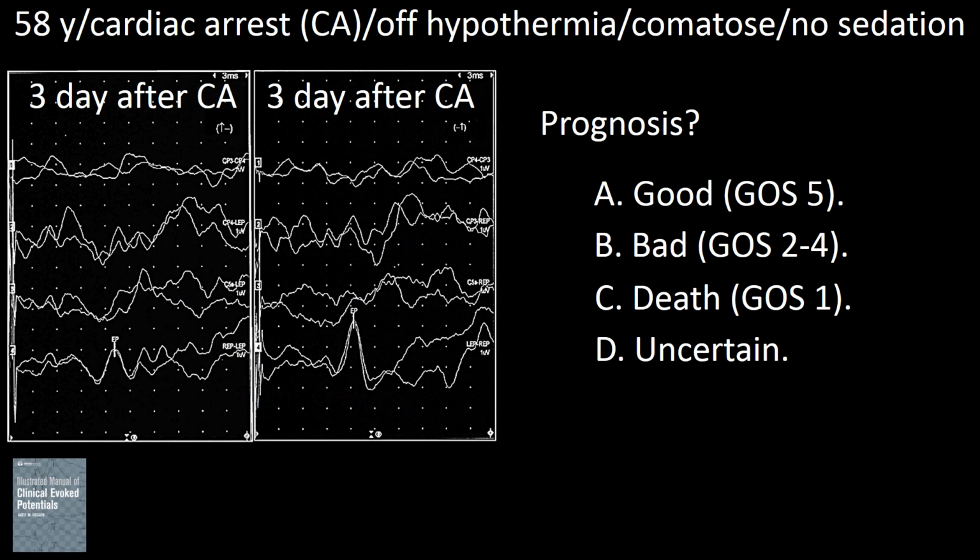Next question. Please take a look at this frame and try to determine the best answer. You can see 2 studies performed 3 days after a cardiac arrest in a 38-year-old patient that remains comatose and no sedation has been used. The question regards prognosis. A, good, which is consistent with a GOS of 5. B, bad, which is consistent with a GOS of 2 to 4. C, death, which is consistent with a GOS of 1. And D, uncertain.